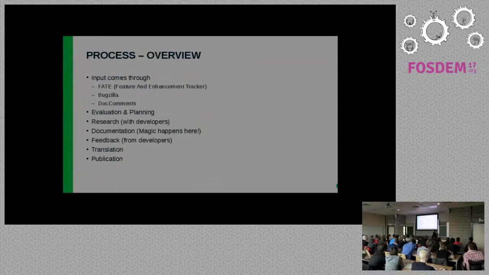Now the bigger picture. So we have three main sources for input: either through Fate, which I already mentioned, through Bugzilla, where partners or employees file bugs because they found a bug in the documentation, or through a system that is called doc comments. I'll get to that later.